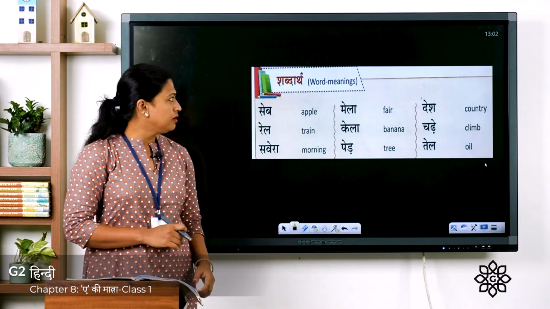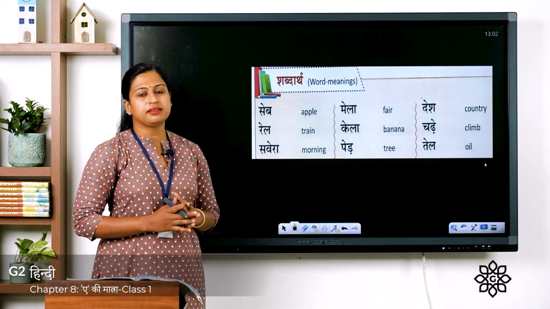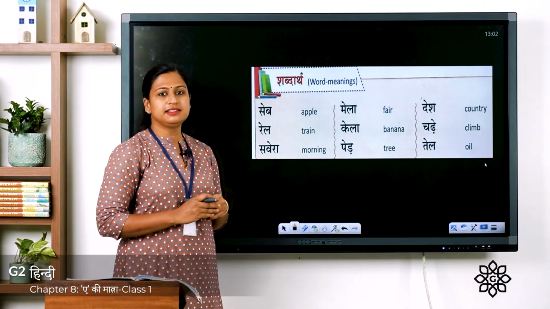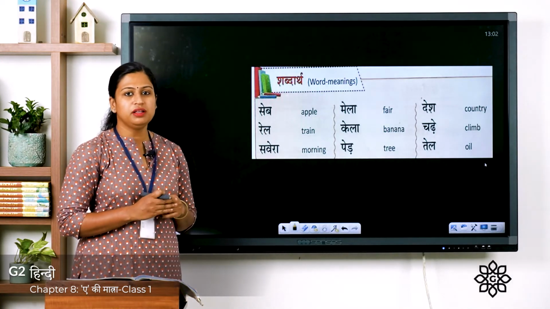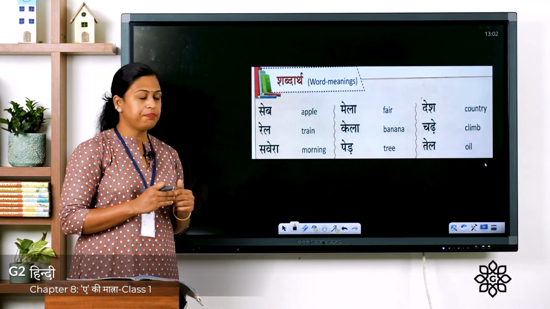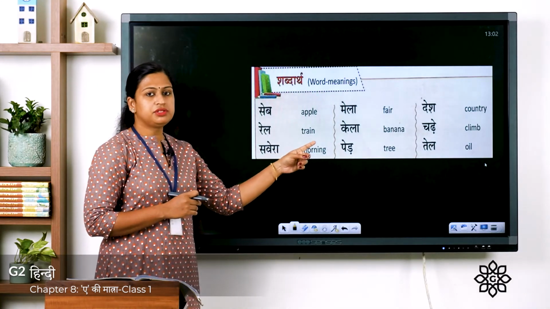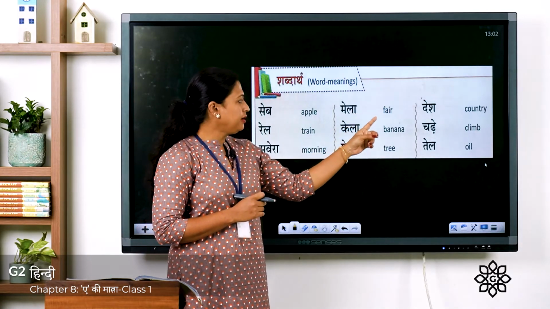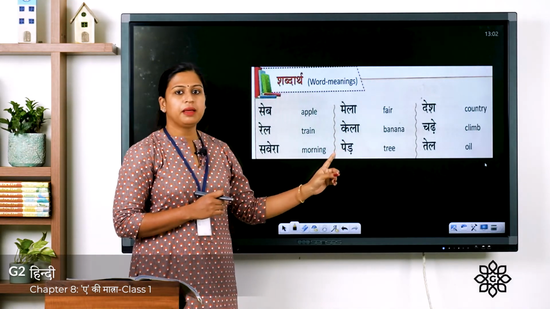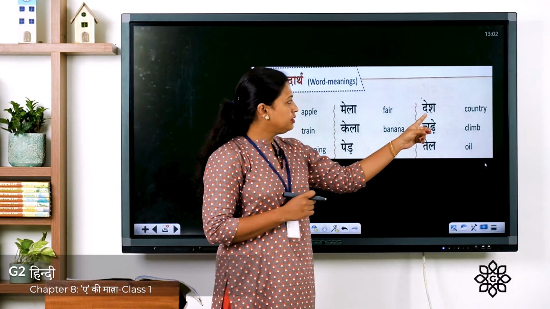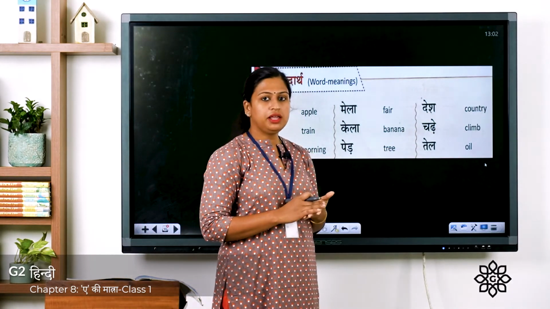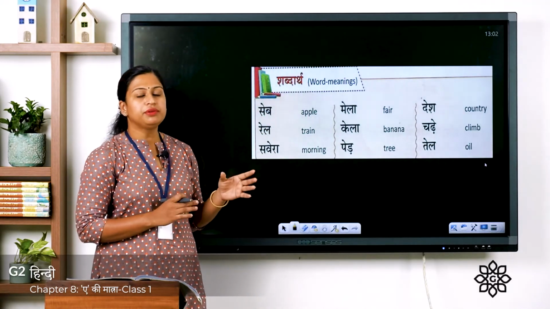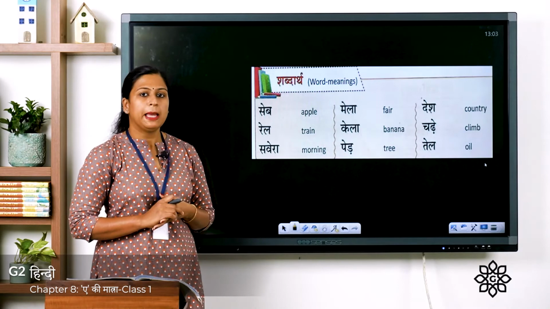Now here you can see Shabdarth, that means word meaning. So I am going to read out and you have to listen to it very carefully. So the first word, seb. Seb means apple. Rail means train. Savera, morning. Mela, fair. Kela, banana. Ped, tree. Desh, country. Chade means to climb. Tail means oil. So, you have to read these words with their meaning.